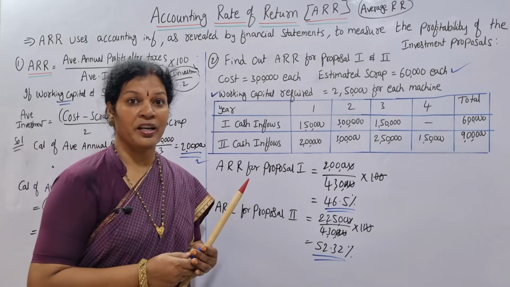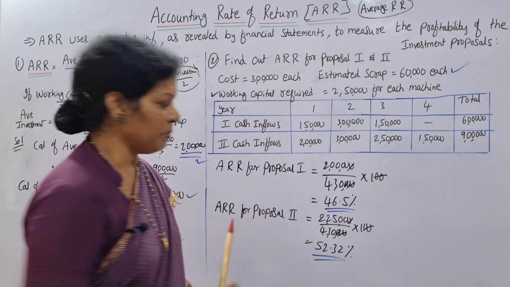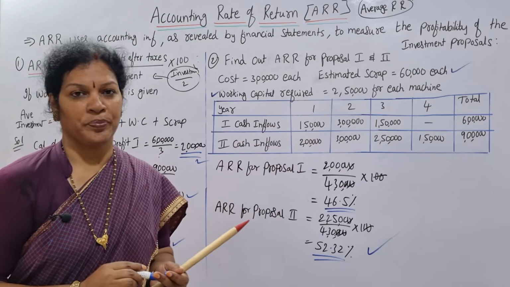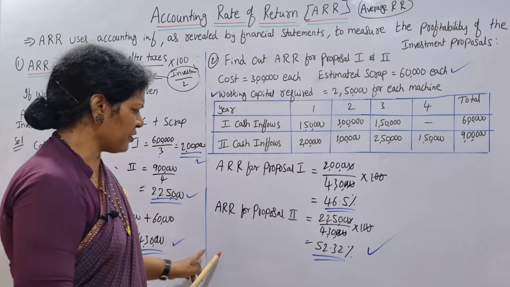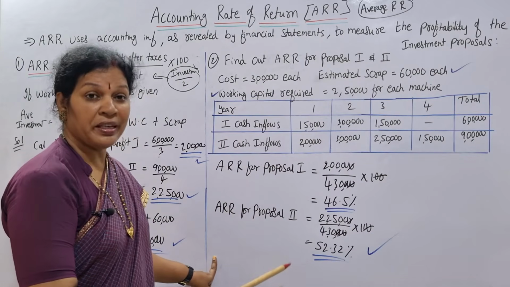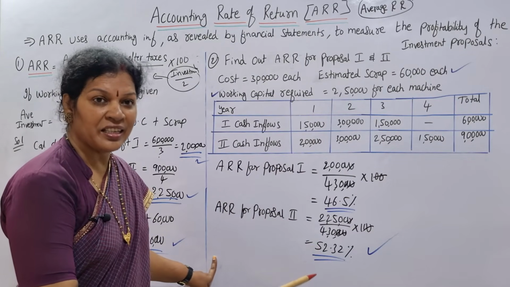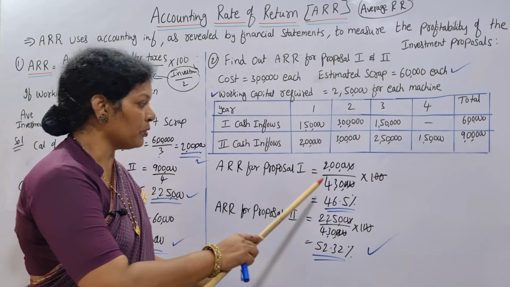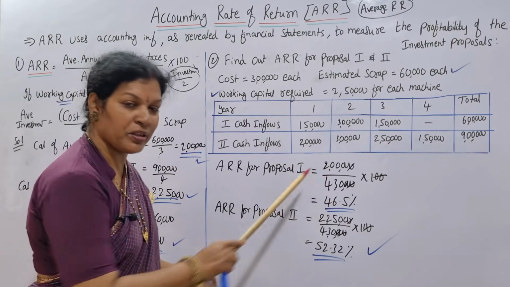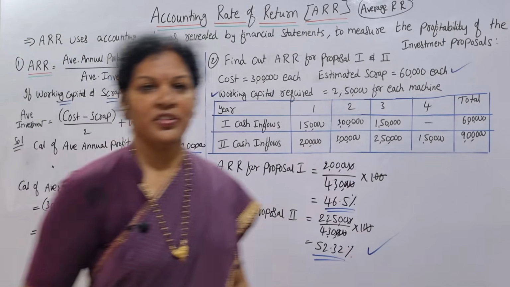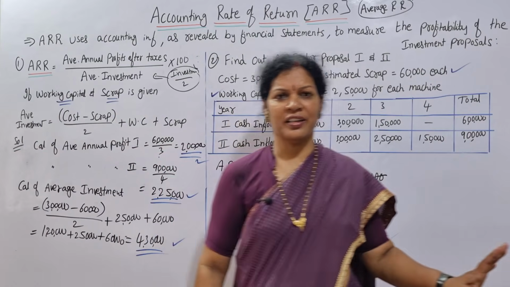ARR, whichever is high, that we would recommend. So I would recommend proposal 2. Downside you can write if you want: Proposal 2 is recommended as its ARR, that is 52.32%, is more than ARR 1, that is 46.5%. One line you can write. Over, finish. Hope you are perfect in ARR.